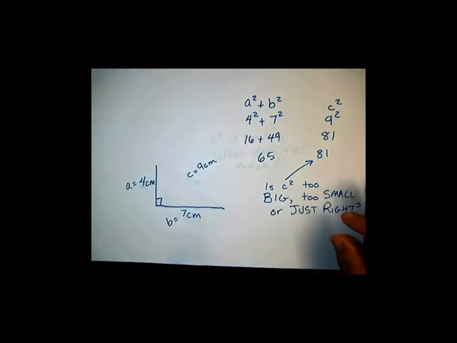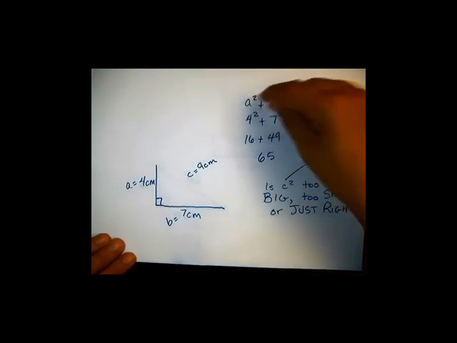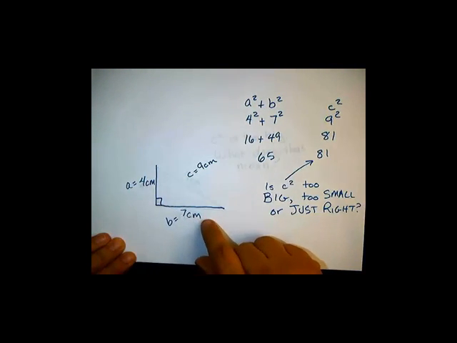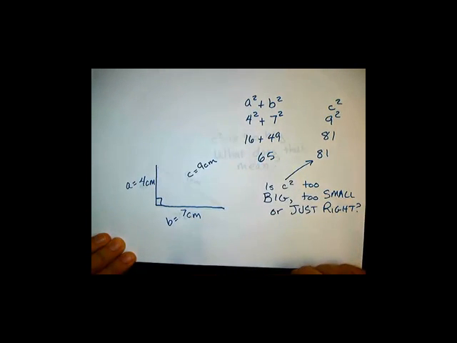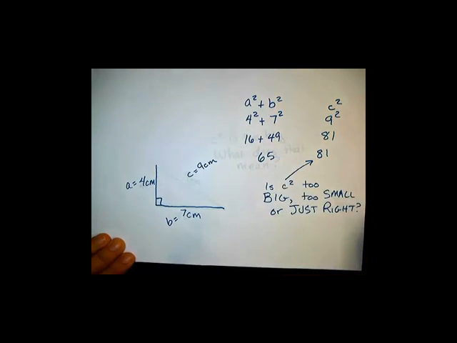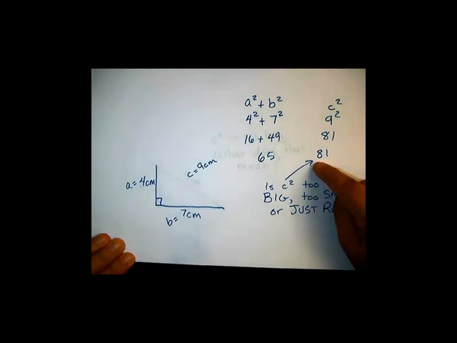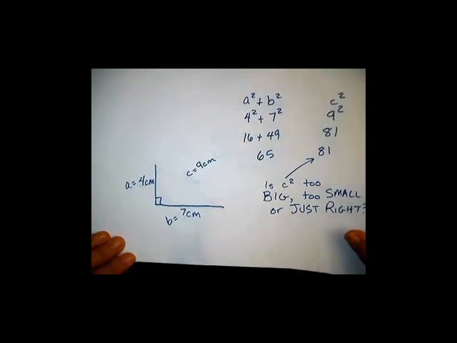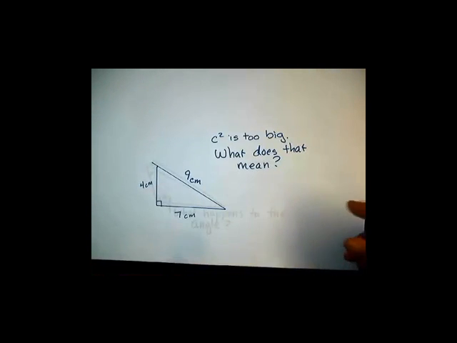So substituting in the values, I have a squared plus b squared, so 4 squared plus 7 squared, and I get 16 and 49. My sum is 65. Now I square c. It's 9 squared, which is 81. If it was a right triangle, these two should match exactly, but they don't here. In fact, it's too big. So what does that mean?